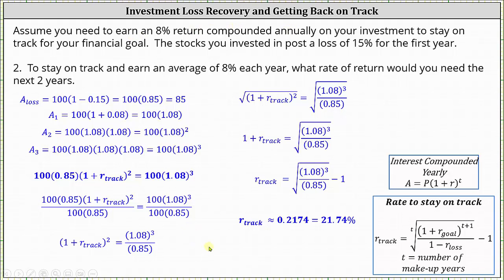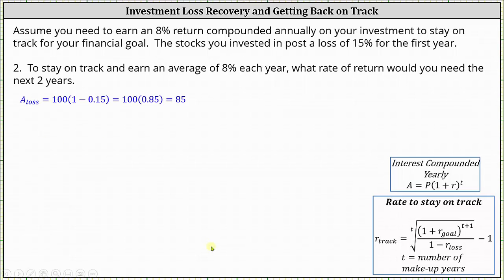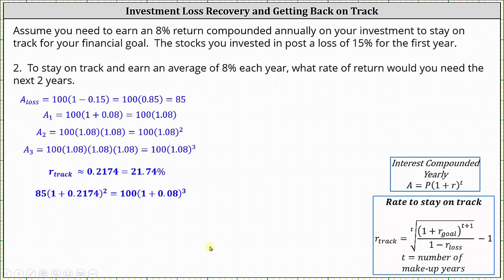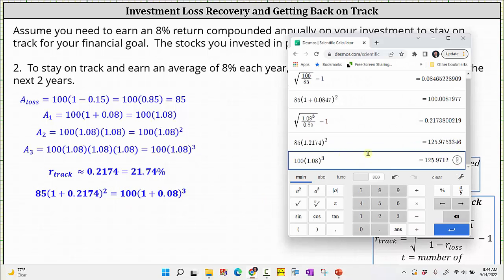And again, let's go ahead and check this. To check this, we need to make sure that the equation shown here at the bottom is true, meaning if you earn 21.74% on $85 for 2 years, it's going to be equal to earning 8% on $100 over 3 years. And we can see the left side and right side does result in almost exactly the same account balance. Again, there's a slight error here because the 21.74% is rounded.